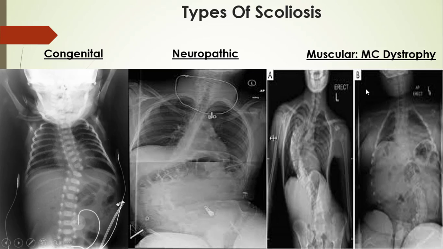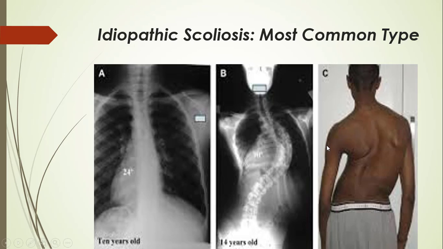Then we have muscular. It is a rare group, but most commonly caused by Duchenne muscular dystrophy. In this disease, we have scoliosis, as you can see, and this is diagnosed by muscle biopsy. We need to take a muscle biopsy in order to diagnose muscular dystrophy.